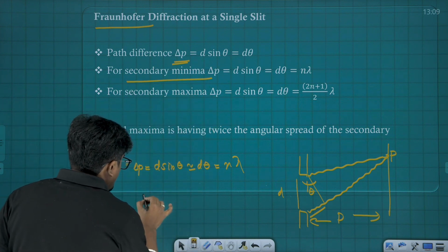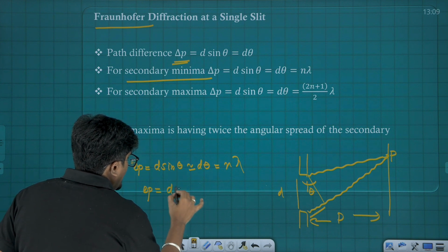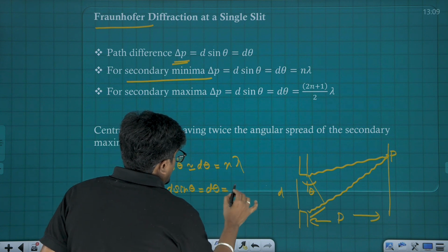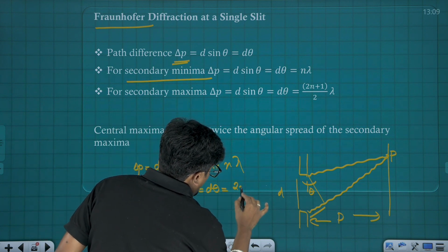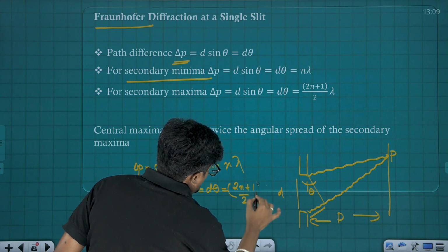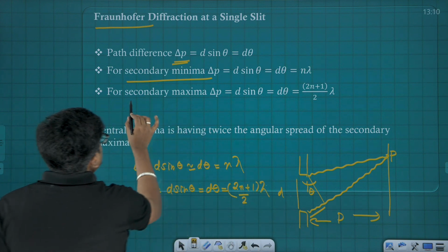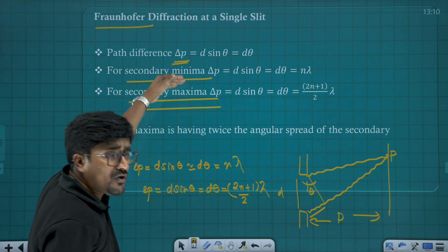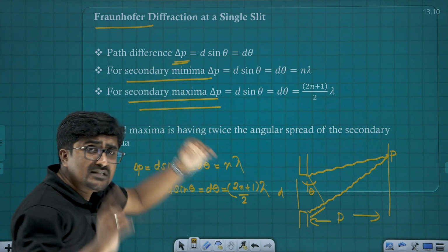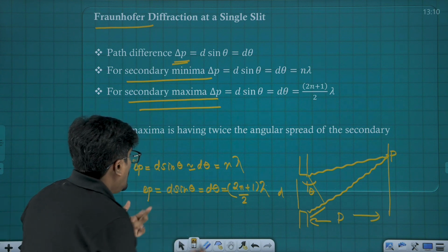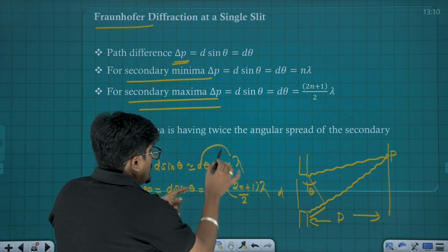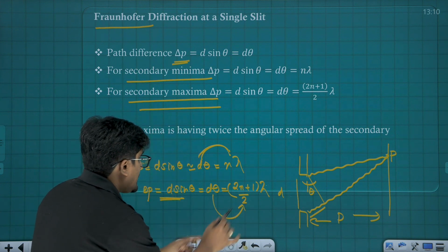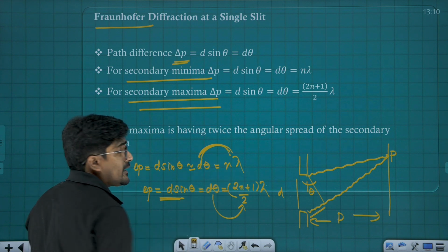And the same thing, delta P, that is equal to d times sine theta, that is equal to approximately d times theta, that is equal to (2n plus 1) by 2 times lambda for secondary maxima. See, this was for secondary minima, and this is for secondary maxima. And regarding the fringe width, how to calculate the angular width now? You can connect these two relations in case of maxima, and in case of minima you can connect these two.